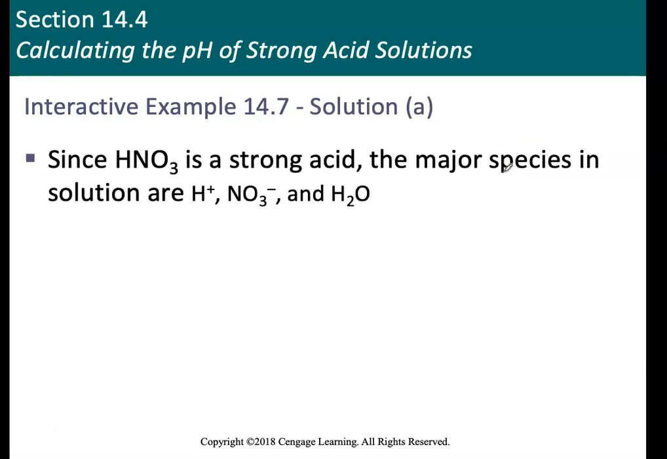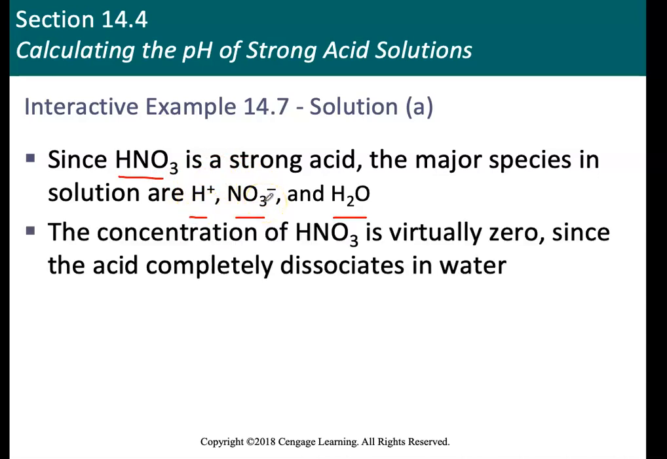Now let's look at that. Since HNO3 is a strong acid, the major species will be H+, NO3-, and H2O. Why H2O? Because this is aqueous, so it's in water. Water is still a dominating species. Now, there won't be any of this original acid in molecular form. It'll be all completely ionized. That's what we know in a strong acid. The molecular acid is virtually zero, and the acid is completely ionized in water, which says it completely dissociates in water.